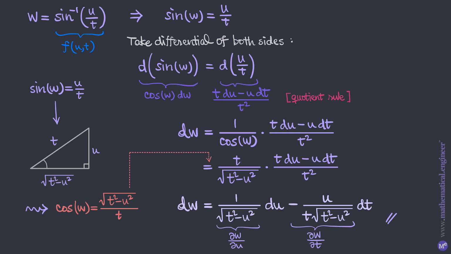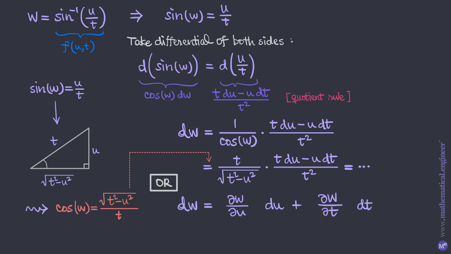Now, in case you don't like this approach, you may take the second approach, which is more formulaic. We first get the general expression for the total differential. In this case, we have dw equals partial w partial u times du plus partial w partial t times dt. Then all we need to do is compute the partials. This is quite the opposite to the first approach, in which we don't compute the partials explicitly, and we can deduce them from the total differential if we wish.